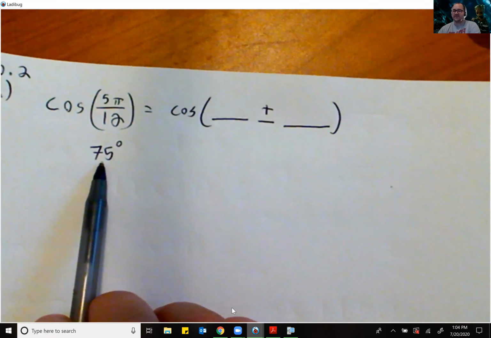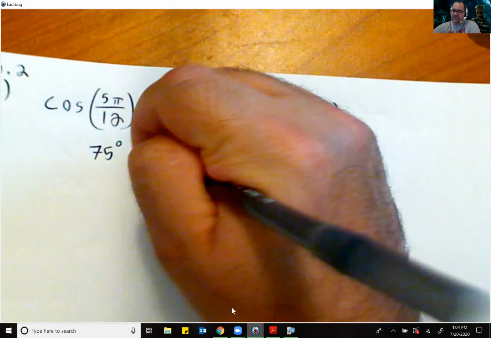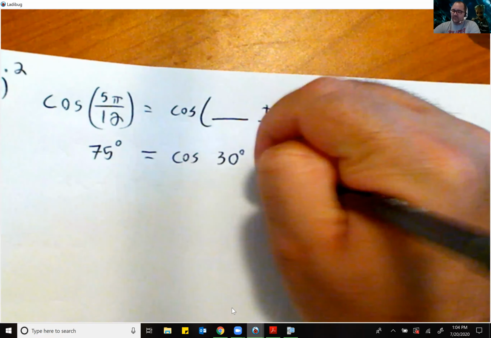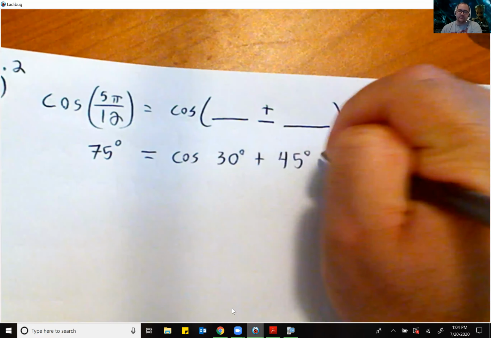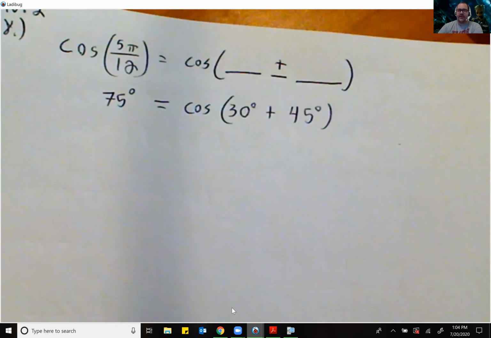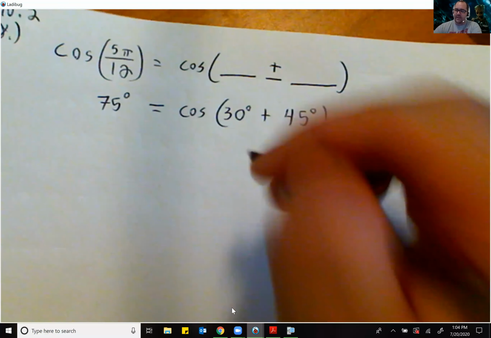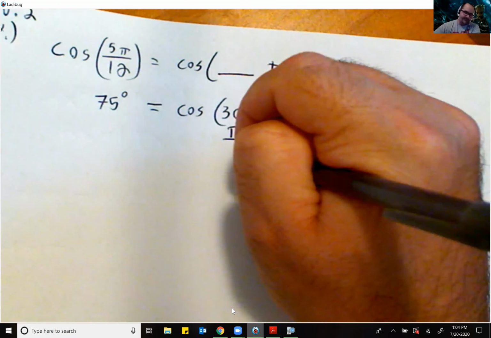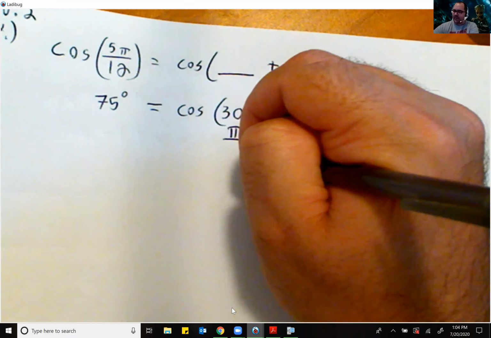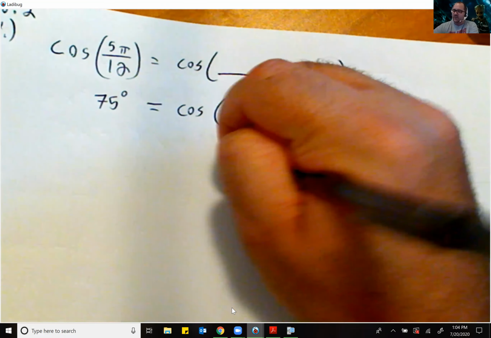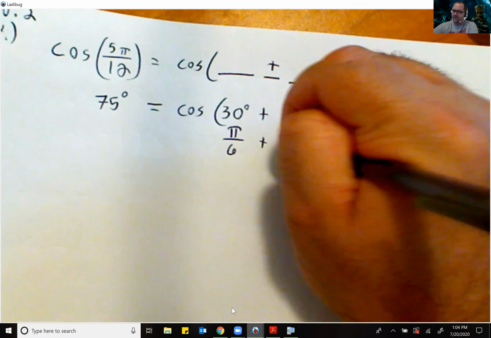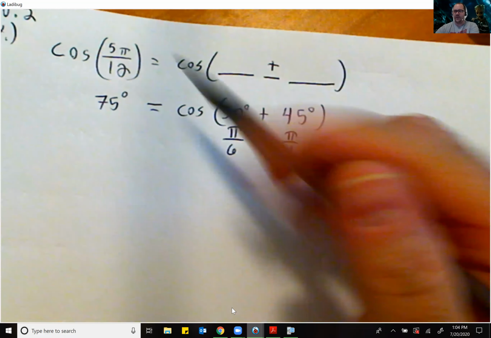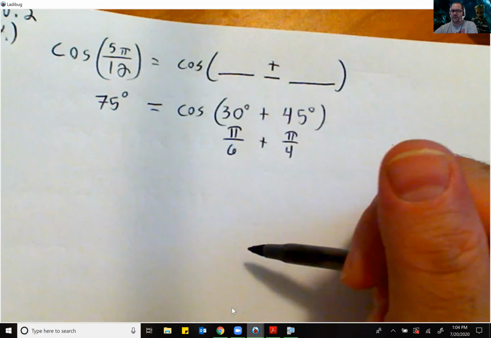I'm going to keep it easy for myself, and I'm going to say this is cosine of 30 degrees plus 45 degrees. Or it could be 45 plus 30. It doesn't matter the order. Or if you really want to use their actual radians numbers, it doesn't really matter again. So 30 is pi over 6 plus 45 is pi over 4. So if I take pi over 6 plus pi over 4, I get 5 pi over 12. So it doesn't really matter.